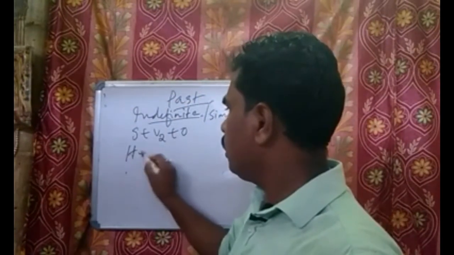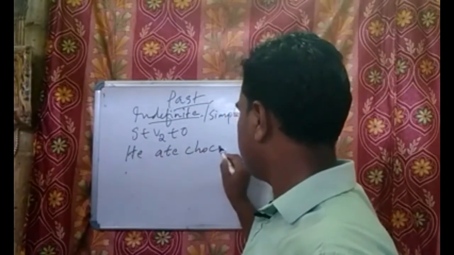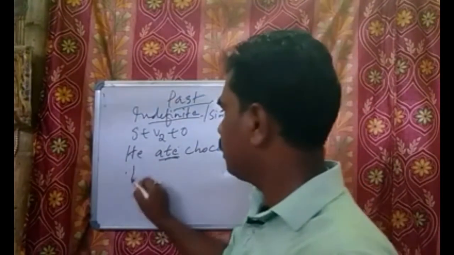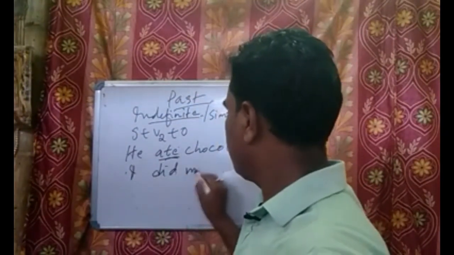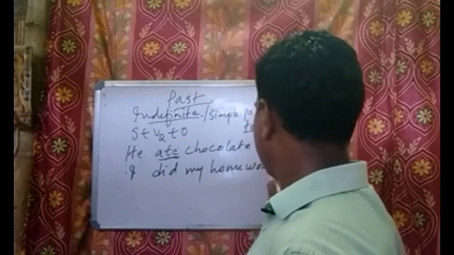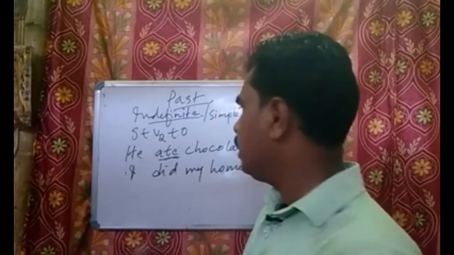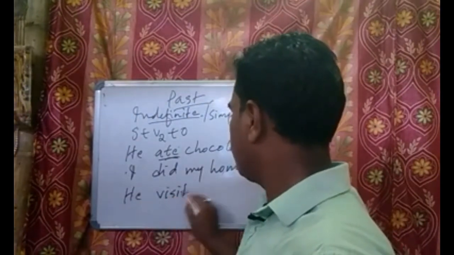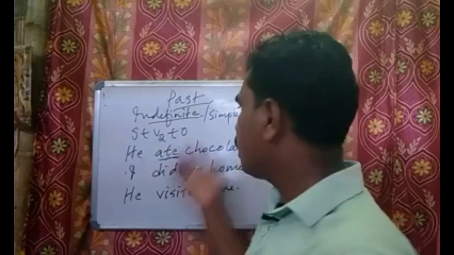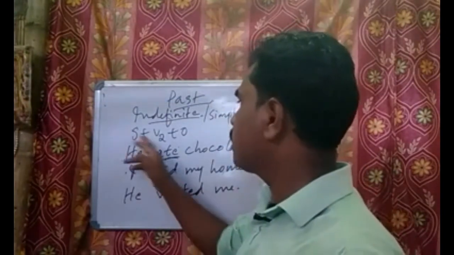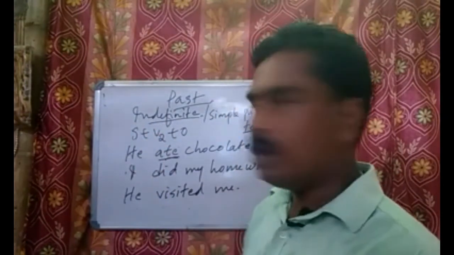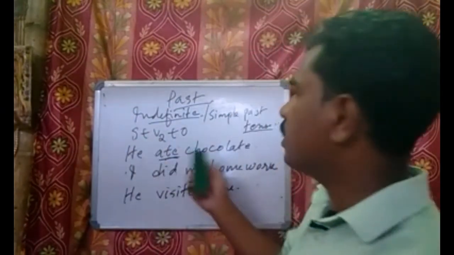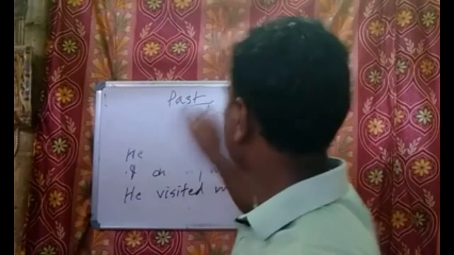For example, he ate chocolate. Ate: eat, ate, eaten. So the second form is ate. I did my homework. Okay, I is the subject, did is the second form: do, did, done. So I did my homework. He visited me. So all these are examples of past indefinite. The sentence is in the structure subject plus verb 2 plus object. I hope it will be clear to you. There is no confusion, just subject plus verb 2 plus object. If you find the sentence in this structure, you can understand that it is in the past indefinite form.